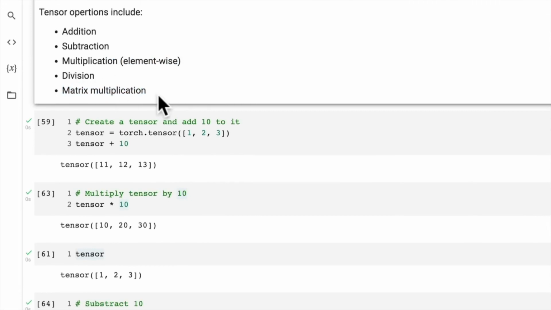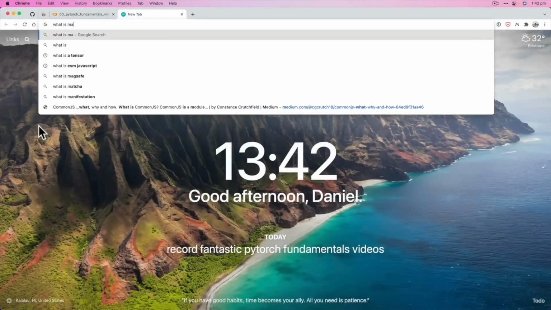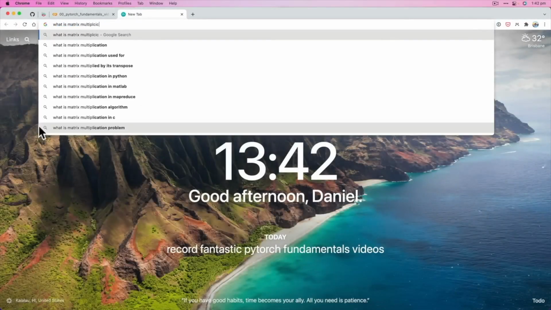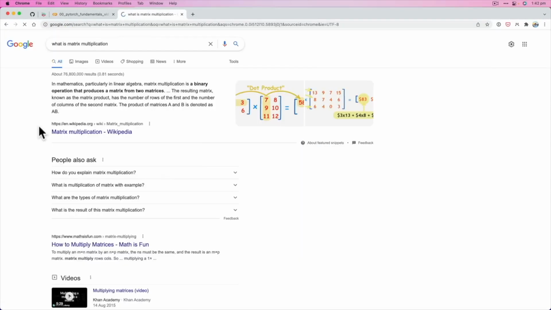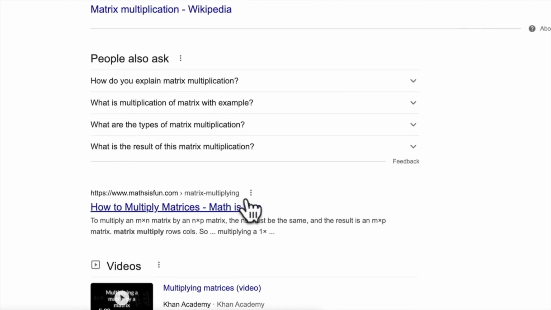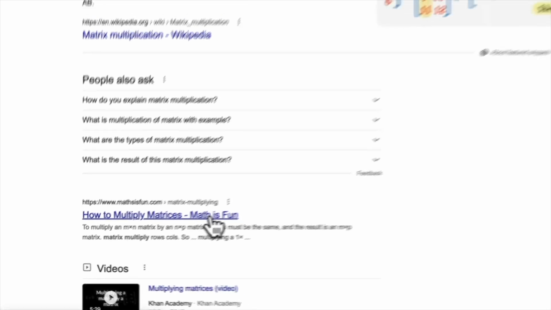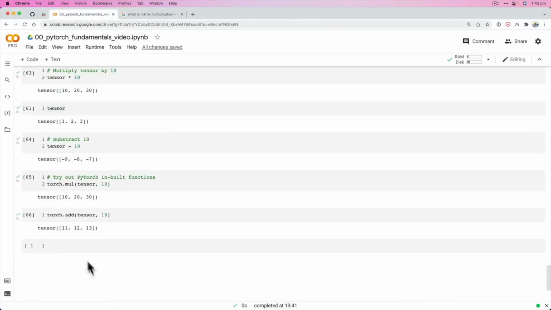We're going to cover matrix multiplication in the next video. As a challenge, though, I would like you to search what is matrix multiplication. And I think the first website that comes up, matrix multiplication Wikipedia, yeah, Math is Fun has a great guide. So before we get into matrix multiplication, jump into Math is Fun to have a look at matrix multiplying and have a think about how we might be able to replicate that in PyTorch. Even if you're not sure, just have a think about it. I'll see you in the next video.